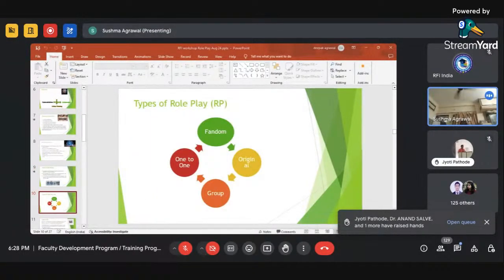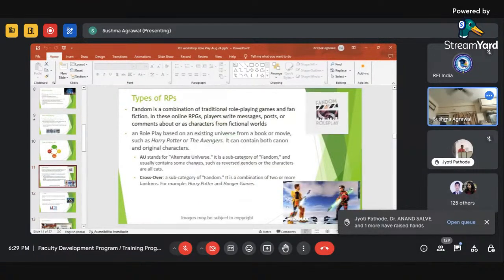There are 4 types of role play activities. First is fandom, second is original, third is group based activity, and the fourth one is one-to-one. The first one is fandom. Now, what is a fandom activity? Fandom is basically the combination of the traditional conventional mode of role playing activity with the inclusion of some fiction involved in it.